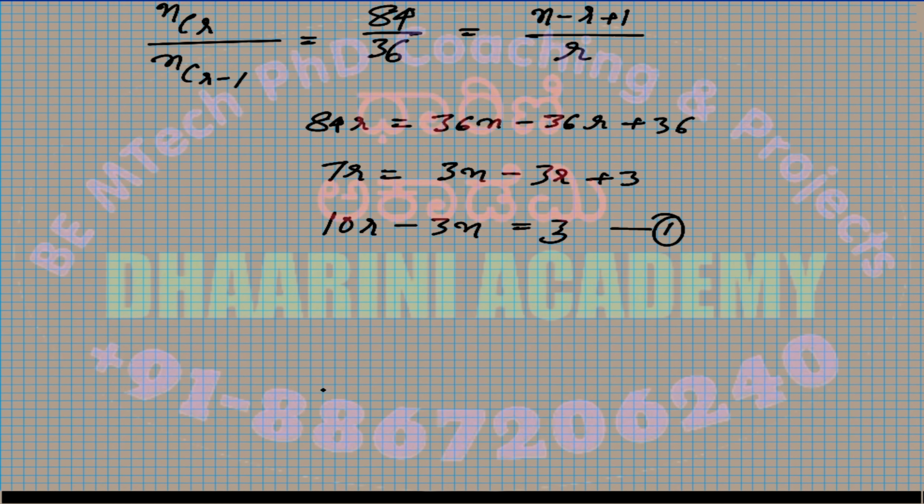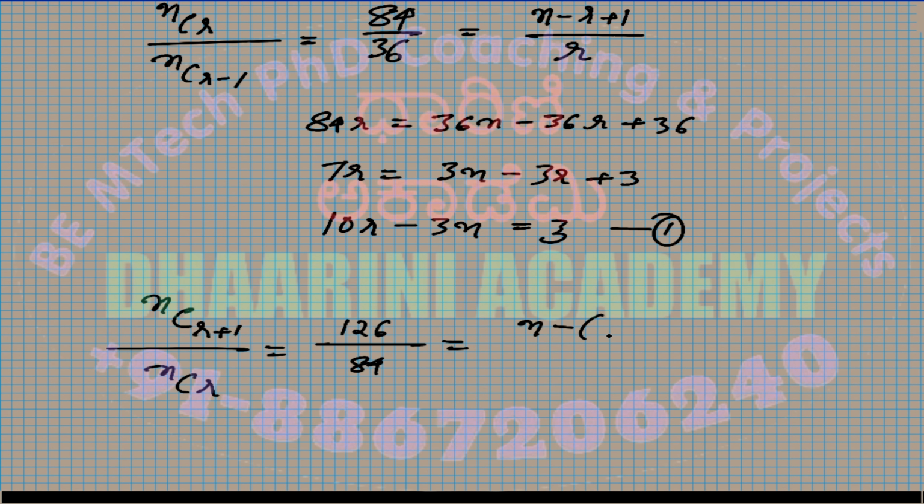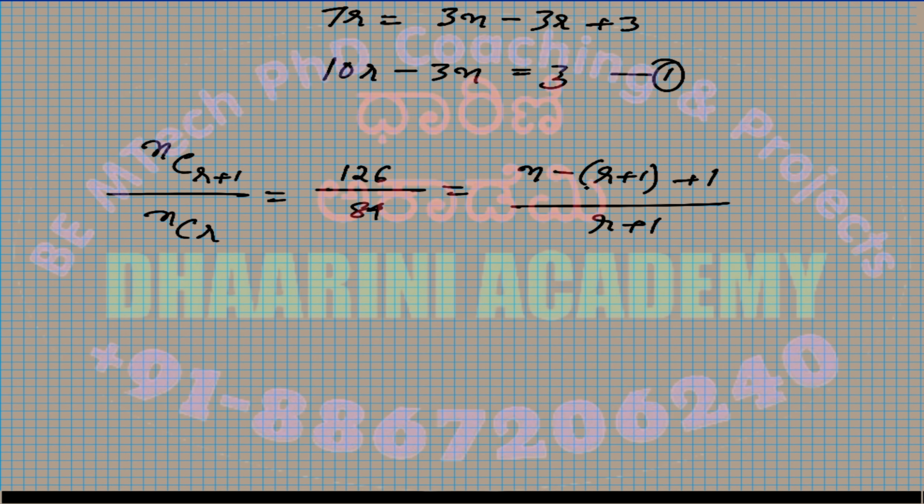All right, do the same thing with the other ratio. I have another ratio, that is nC r plus 1 divided by nCr. Similar ratio, right? This is given as 126 by 84. But let us use the formula. The formula says n minus r plus 1, but instead of r, I have r plus 1, plus 1, divided by r plus 1. So the numerator becomes simply n minus r, as minus 1 plus 1 cancel. Denominator is r plus 1, is equal to, cancel this, so this is 2 times, this is 3 times. So this is simply 3 by 2.